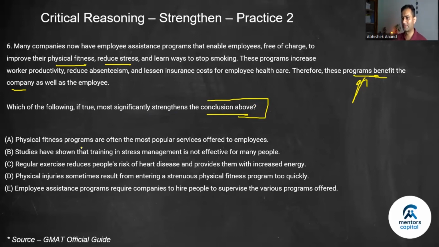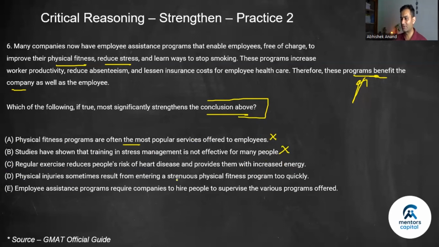So let's look at this. Physical fitness programs are often the most popular service offered to employees. Most popular does not mean that it is actually beneficial. Let's compare it with B. Studies have shown that stress management training is not effective for many people. So this is not strengthening, this is weakening. Regular exercise reduces people's risk of heart disease and provides them with increased energy. This one is better than A, because popular could be because of any other reason. Maybe you like the host or you like the exercise, but this one is actually giving you the benefit. So C is better than A and B.